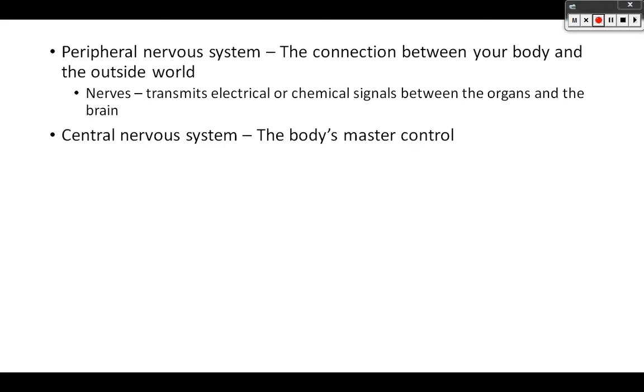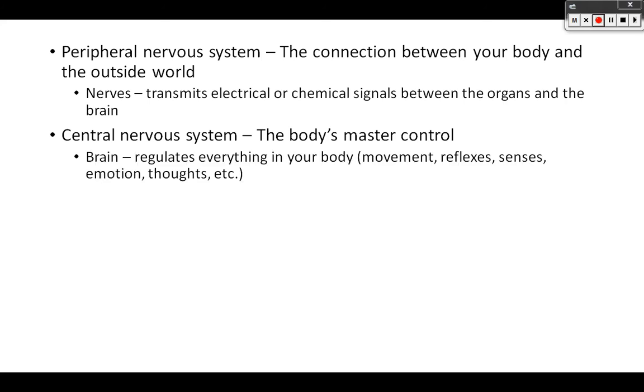So then we have the central nervous system. So that's the body's master control. And again, normally you would start with the central nervous system, but you're going to see that I use the term peripheral nervous system in here. So the first one is the brain, right? The brain regulates everything in your body.